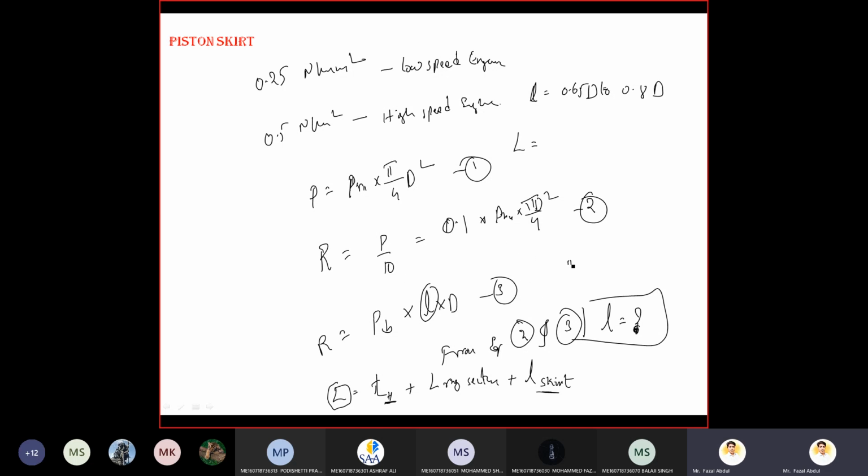Okay, equation 2 equals equation 3. So we are getting the length of the skirt. If we add all these things, the total length of the piston is calculated.